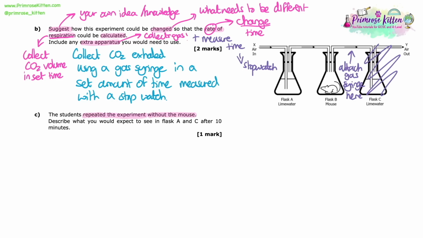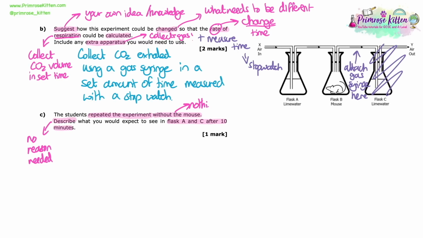The students repeated the experiment without the mouse. Describe what you would expect to see in flask A and C after 10 minutes. So we're not giving any reasons here. It's not an explain question. It's just a describe question. So it's asking us what would happen when there's no mouse in there. So there's nothing respiring. There's no carbon dioxide being produced. So what would we expect to see in the flasks?